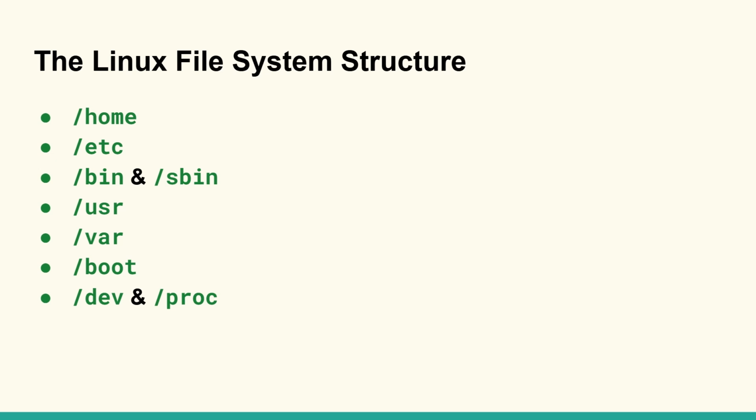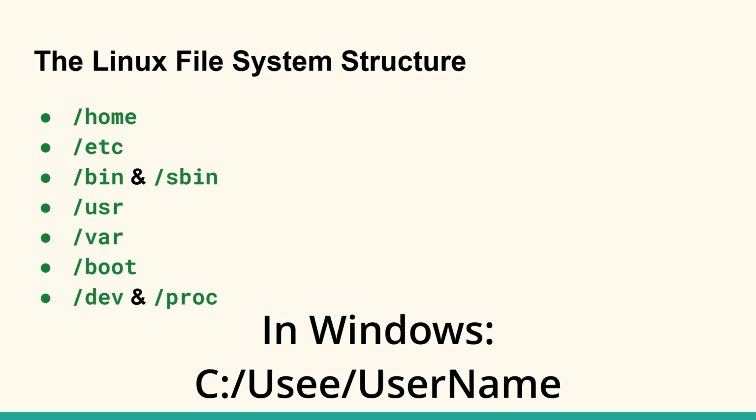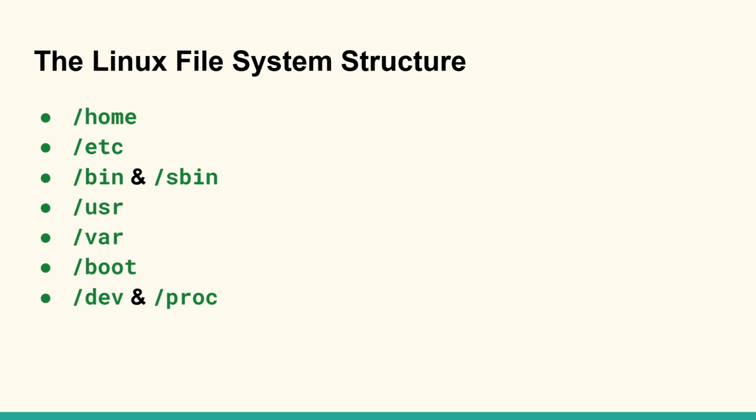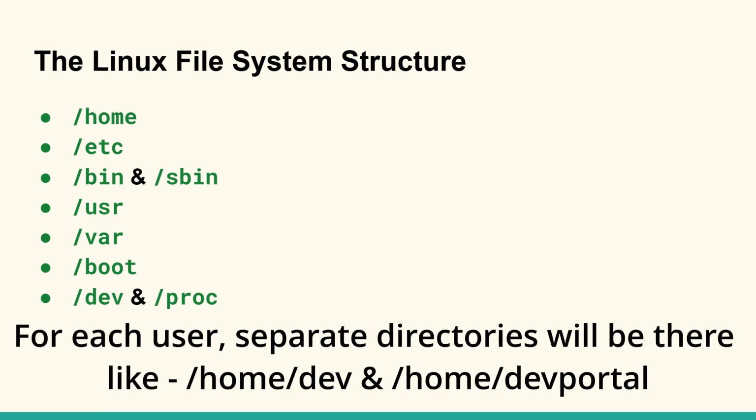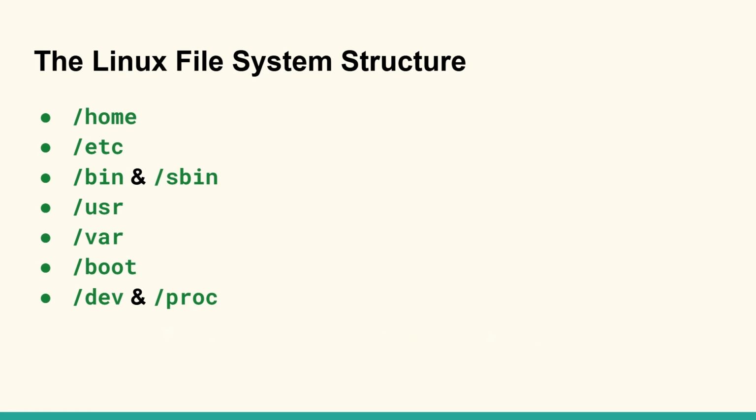So now let's discuss the most important directories one by one. First is the home directory. This is where user directories are stored. Each user gets their own folder like /home/nakul, similar to what we have in Windows, C:\Users\username. So our personal files, downloads, config files, everything will be present under this directory. And let's say if you have multiple users created, then there will be multiple directories under this home directory, like /home/nakul, /home/dev, /home/devportal, like that.